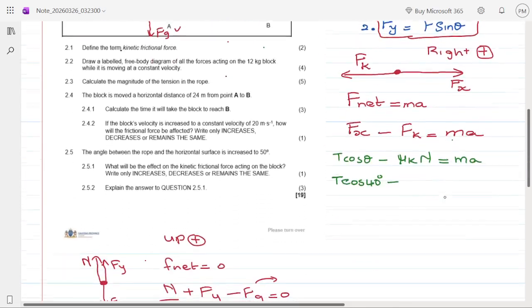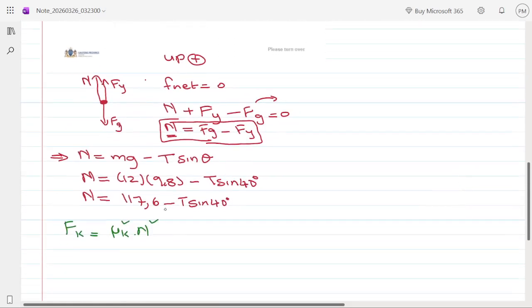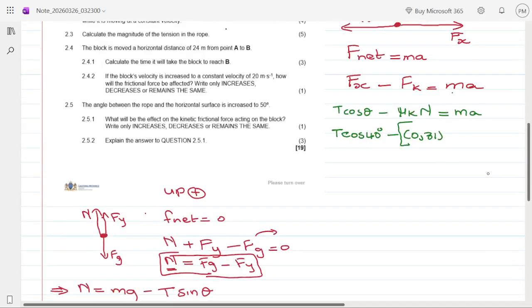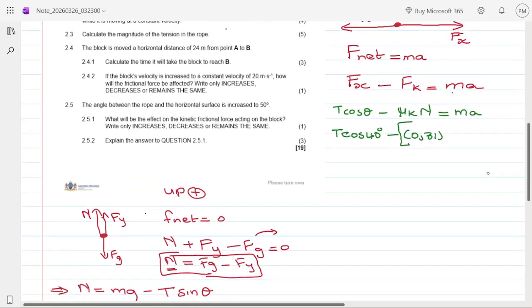0.31. So I'm just going to substitute this as 0.31, and then everything inside, we're going to multiply this uk times N by a negative. Now we need to substitute the normal force. We're going to put that there as your normal force. Let's quickly substitute this. This will be 117.6 minus T sine 40.